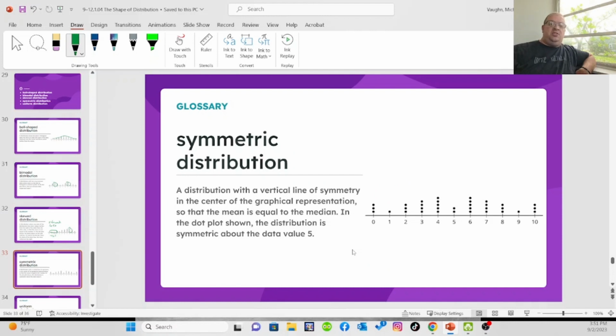Symmetric distribution is a distribution with a vertical line of symmetry in the center of the graphical representation so that the mean is equal to the median. In the dot plot shown, the distribution is symmetric around the data value 5. So 5 is going to be kind of my axis here. If I took this side and folded it over onto this side, they would look the same. That makes it symmetric.